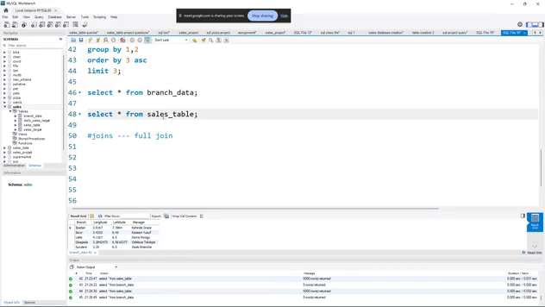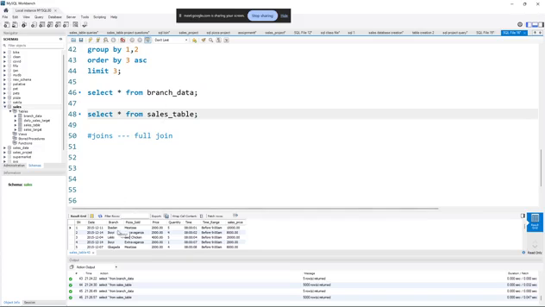But let's assume that this sales table has Ogba. If I join them together, it will be joined in such a way that Ogba will still appear. Just that anywhere we want to see the manager, it will be blank. The Ogba will still be here, but the manager will be blank because there's Ogba in the sales table, but Ogba is not in the branch table.